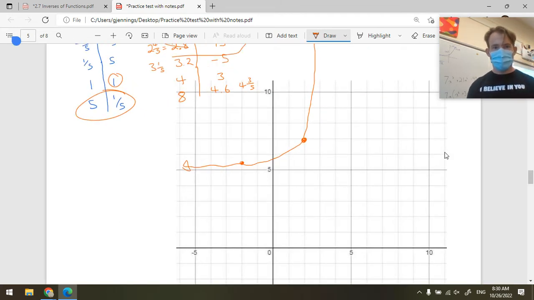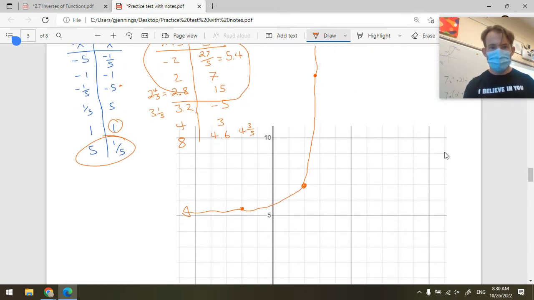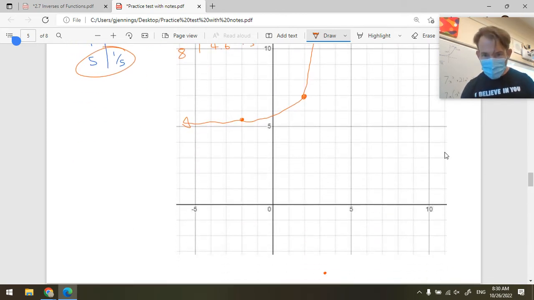Let's graph these other points. So 3.2, -5. So here is 3.2, -5, just down here. And then 4, 3. So here is 4, 3.